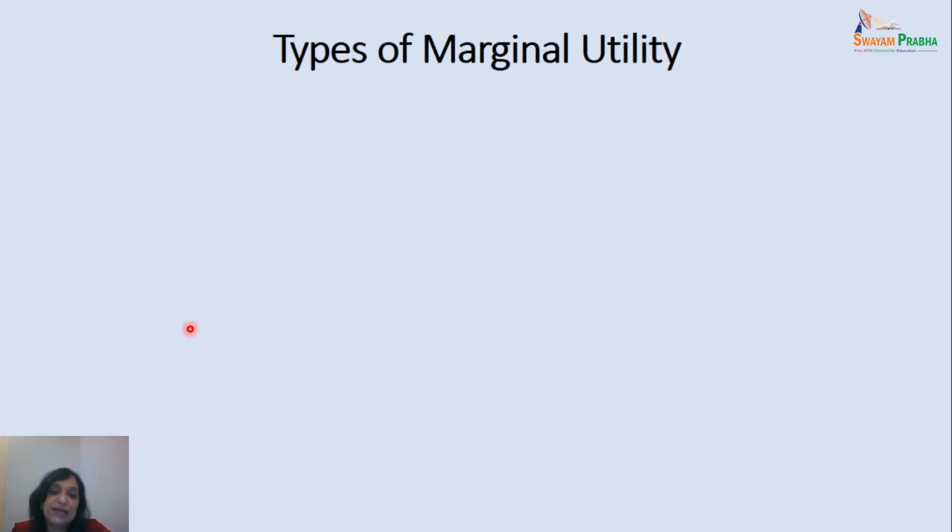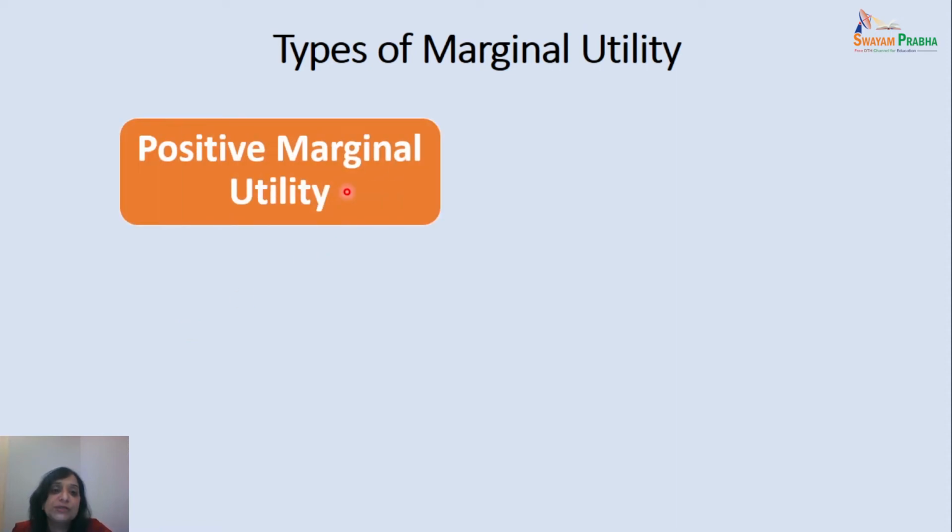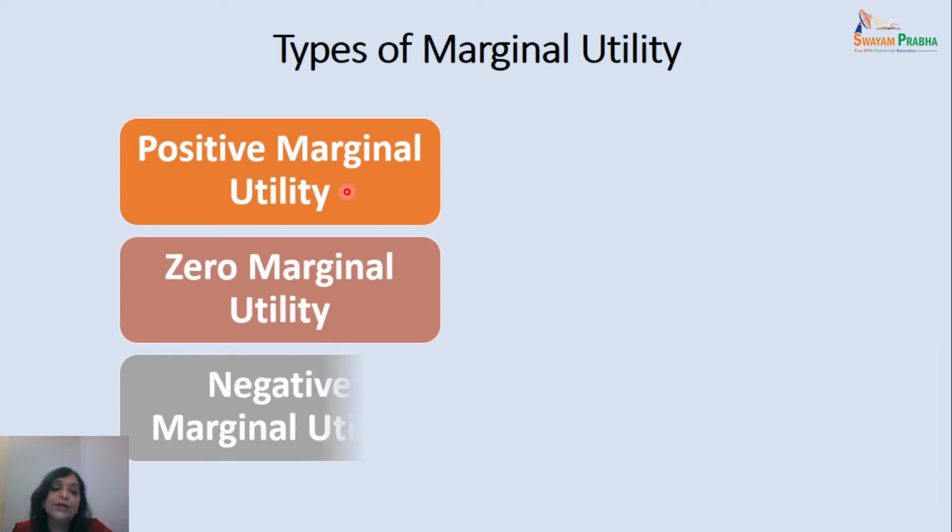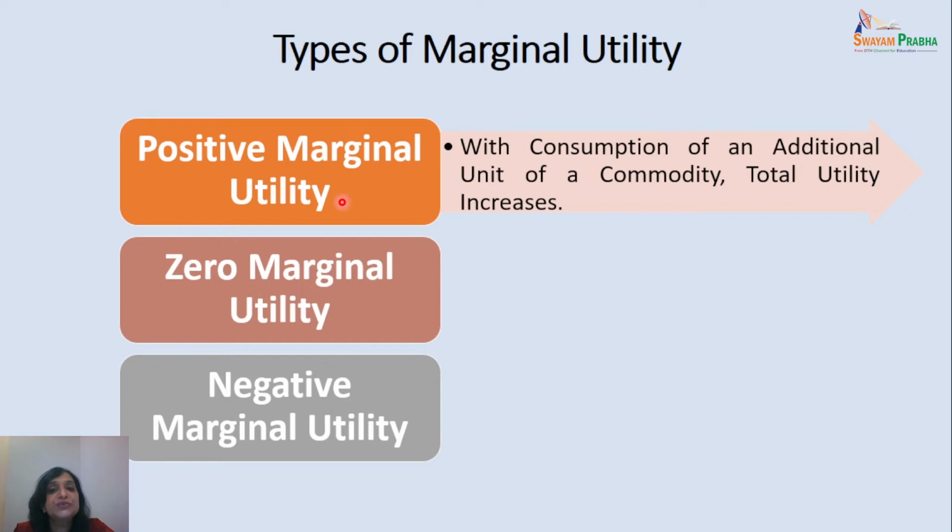Now there are various types of marginal utility. It can be positive, it can be zero, or it can be negative. As the name is indicating, positive marginal utility means that with the consumption of an additional unit, your total utility has increased. Let us say the total utility for 3 units was 5, and the total utility for 2 units was 2. There is an increase from 2 to 5. How much is the increase? 3 units. That is your positive marginal utility.